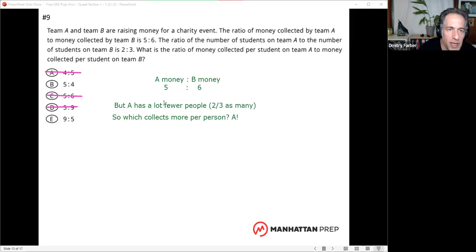One quick way to do this is to make up some numbers. Another way would simply be to say, well, yeah, I'd probably just pick some numbers. So I'd say, okay, let's say A got $500 and B got $600.